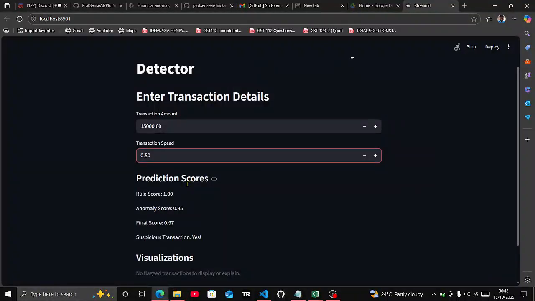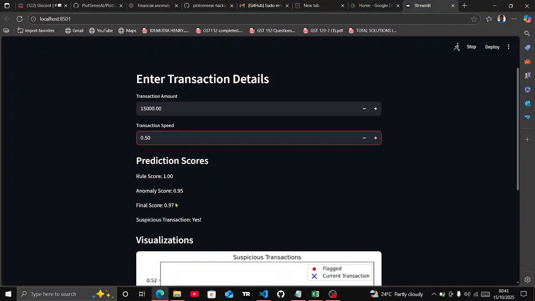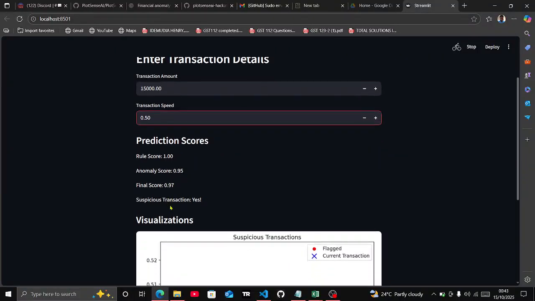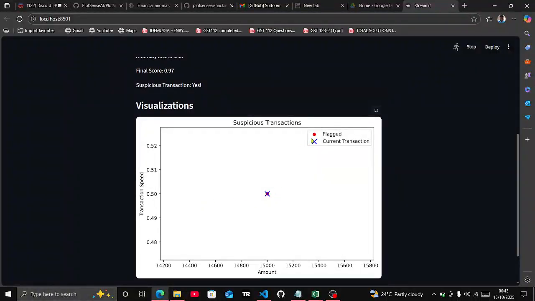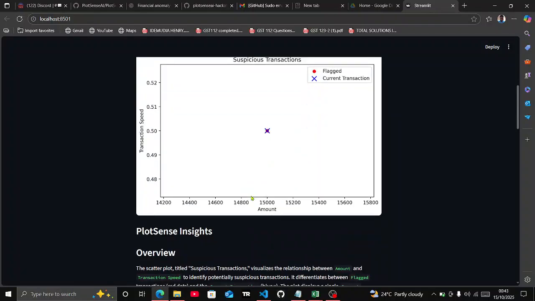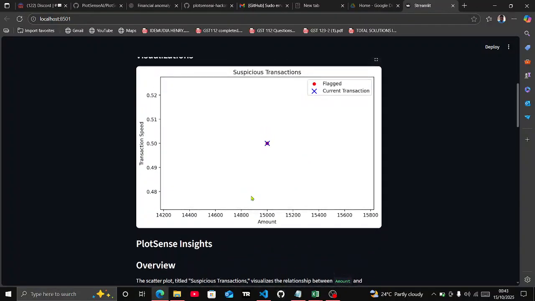So this record should be flagged. You can see the final score is 0.97, which is above 0.5, and the suspicious transaction is flagged, so it's yes. Then we have the visual where the red dots represent the flagged transactions and the X marks represent the current transaction. That is our PlotSense AI recommending a chart and plotting it here.